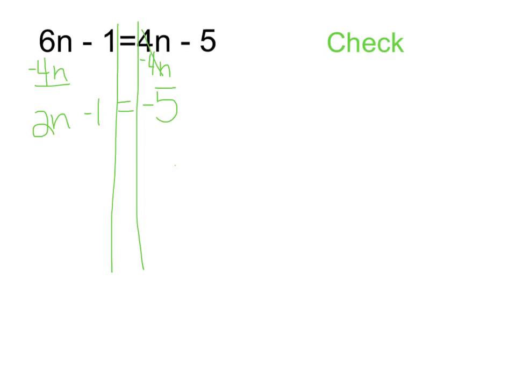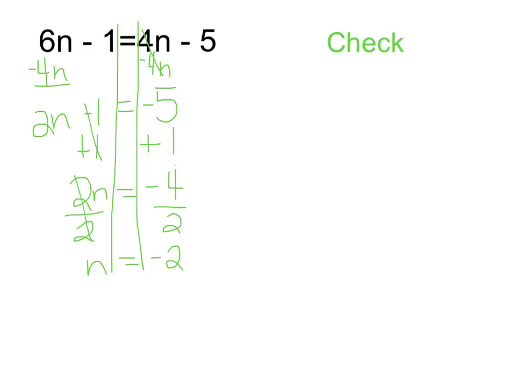So now I can combine my like terms by adding 1 to both sides here. Negative 1 plus 1 is 0, so we're left with 2n equal to negative 5 plus 1 is negative 4. Divide by 2. 2's will cancel here. n equals negative 4 divided by 2 would be negative 2.